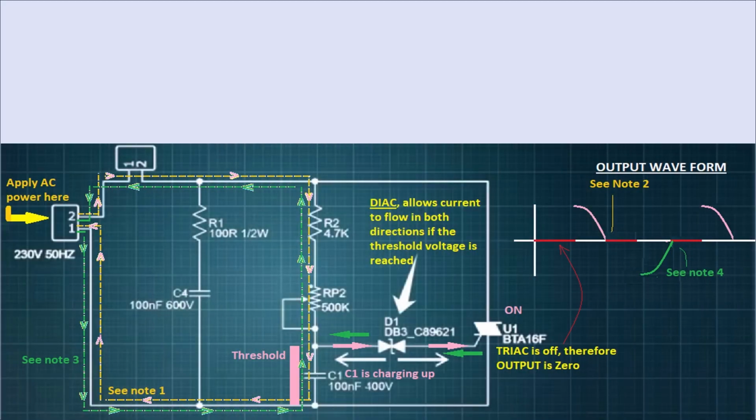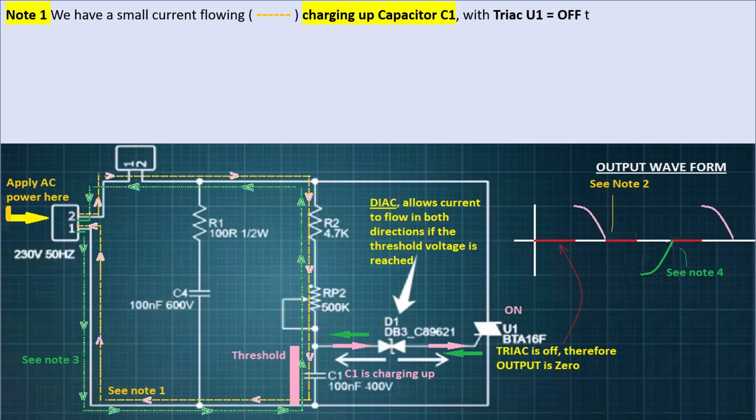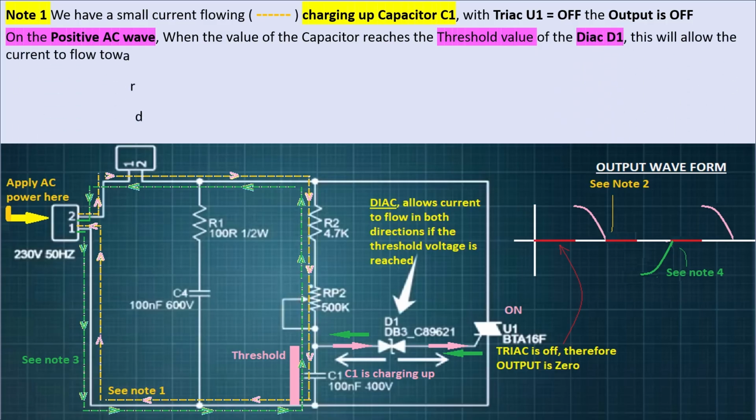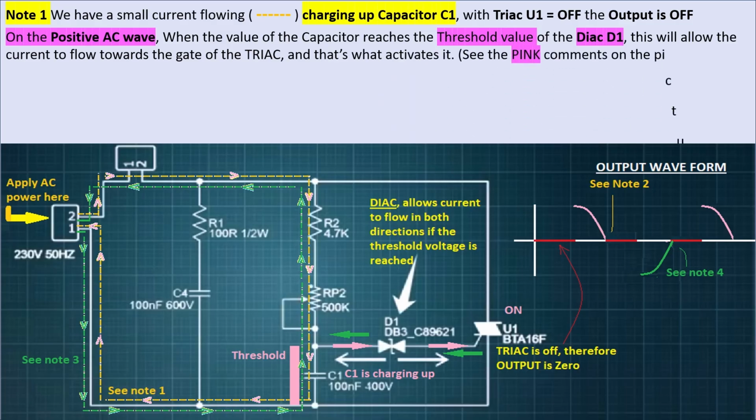Here is the diagram. You can see there are 2 directions of current flow, an orange or yellow line and a green line. Note 1, which is in yellow. We have a small current flowing in yellow, charging up capacitor C1, with the Triac U1 in the off position, and the output is off. The output you can see is off with that red line on the output wave. On the positive AC wave, when the value of the capacitor reaches the threshold value of the Diac D1, this will allow the current to flow towards the gate of the Triac, and that's what activates it. See the pink comments on the picture.